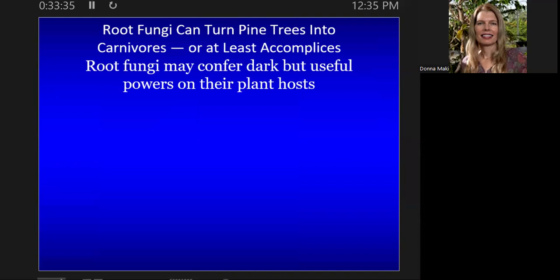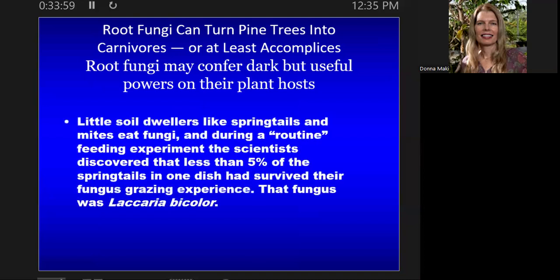One of the experiments that they were doing was surprising though. I can't remember where this was published. It was just like a normal magazine. It wasn't a scientific paper. Root fungi can turn pine trees into carnivores, or at least accomplices. And so root fungi may confer dark but useful powers on their plant hosts. So they were running a different experiment and kind of stumbled on this issue where, in the soil, you have these springtail insects and the mites.